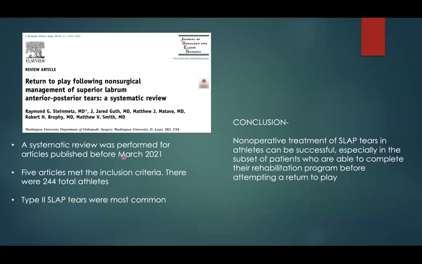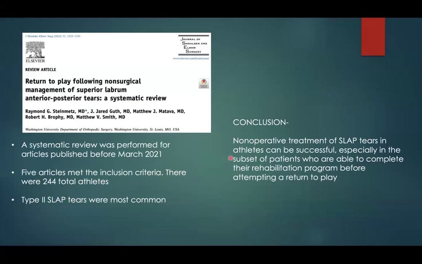There's one more article which looked at return to play following non-surgical management of superior labrum anteroposterior tears. A systematic review was performed from the articles published before March 2021. Five articles met the inclusion criteria and there were 244 athletes. Type 2 SLAP tears were the most common of all. The timing of return to play was generally less than 6 months in studies that reported it.